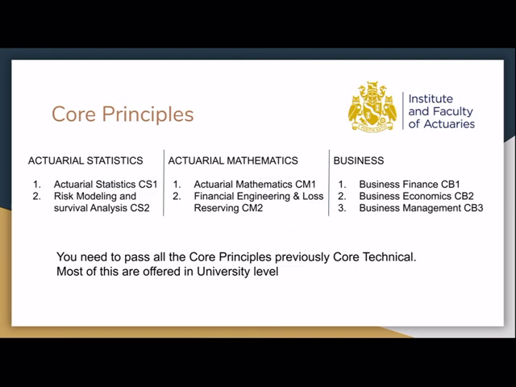So under actuarial statistics, we have CS1, which is called actuarial statistics, and risk modeling and survival analysis, that is CS2. CS1 is normally offered in first year or second year, and risk modeling and survival analysis is mostly offered in final year of the university, that is, if you're doing it at university level. You also have actuarial mathematics. You have financial mathematics CM1 and financial engineering and loss reserving, that is CM2. Normally CM1 you will find in second year, and CM2 you will find in final year.